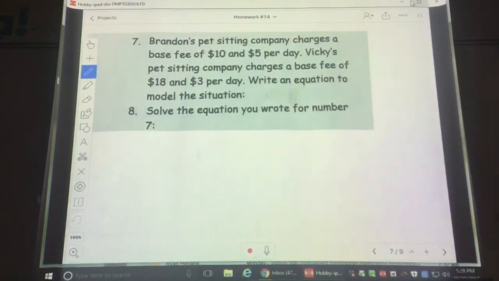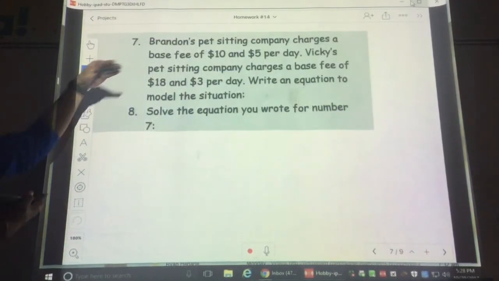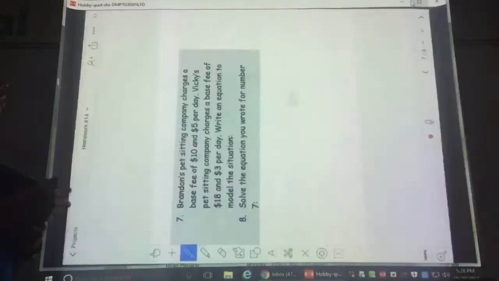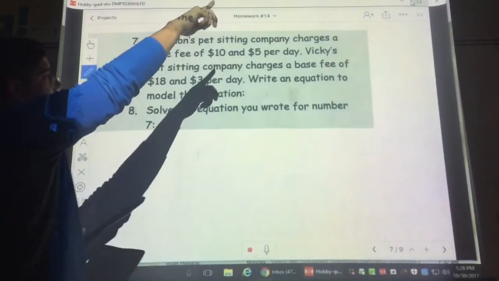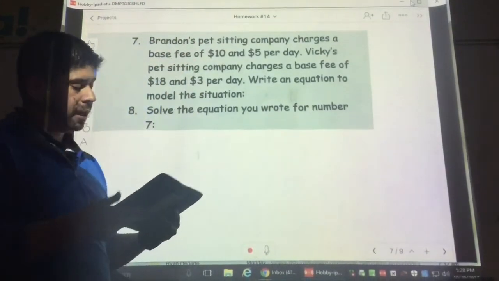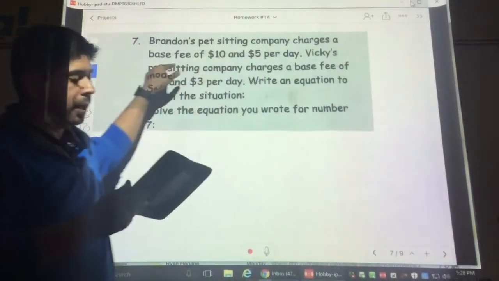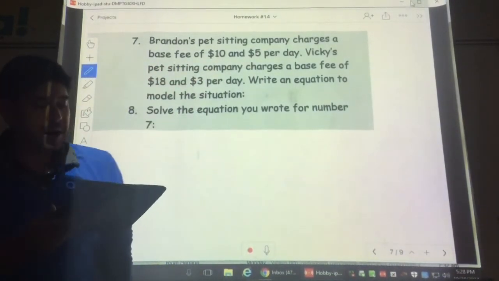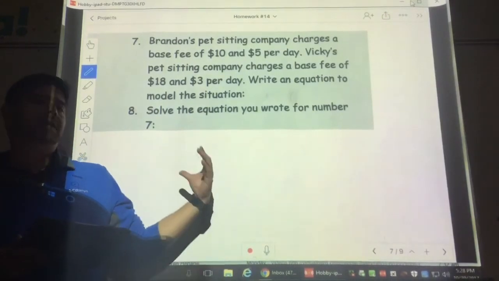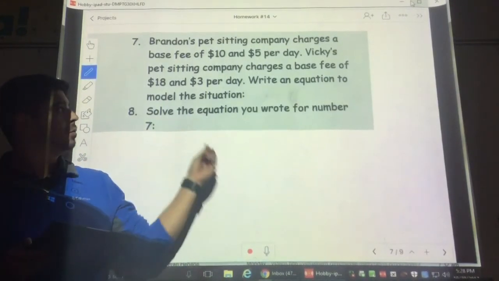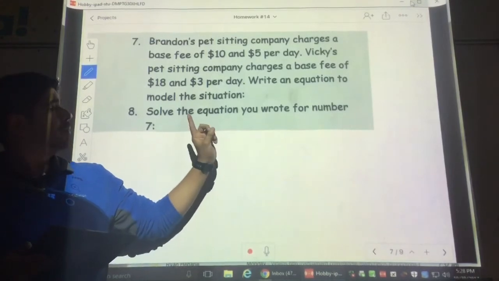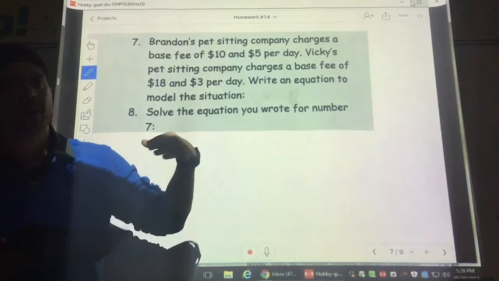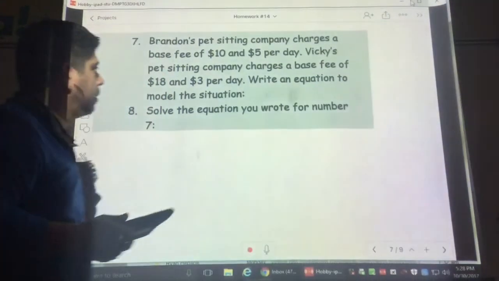All right, number 7. 7 and 8 will go together because we're going to set an equation for number 7 and then we're going to solve it, okay? So, here we go. Brandon's Pet Sitting Company charges base fees of $10 and $5 per day. Vicky's Pet Sitting Company charges a base fee of $18 and $3 per day. Write an equation to model the situation. So, this is like what we did in class today. In class we only did one side of our information. This time we're doing 2, kind of like how we did this early in the year to set up an equation.